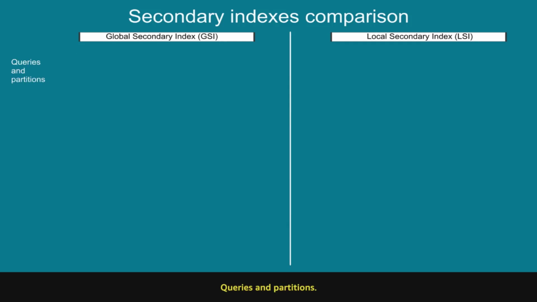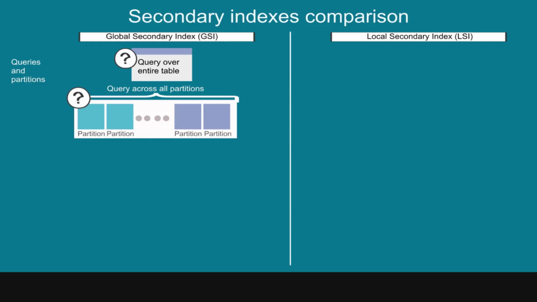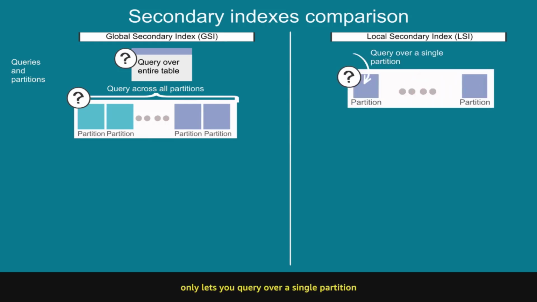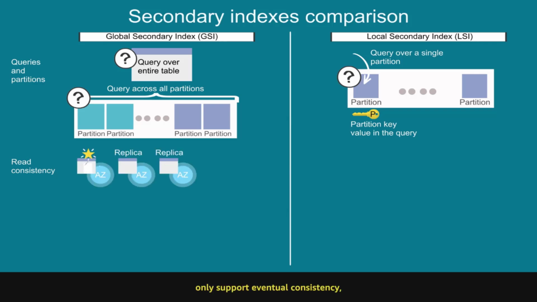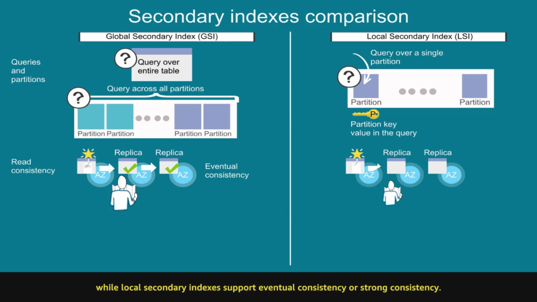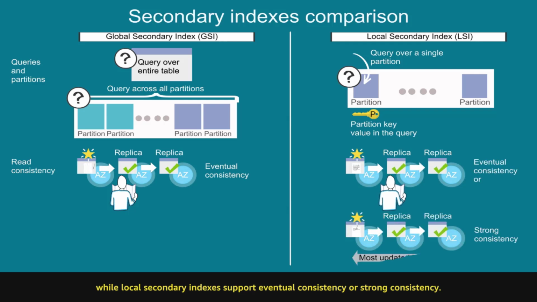Queries and partitions. A global secondary index lets you query over the entire table, across all partitions. A local secondary index only lets you query over a single partition, as specified by the partition key value in the query. Read consistency. Queries on a global secondary index only support eventual consistency, while a local secondary index supports eventual consistency or strong consistency.